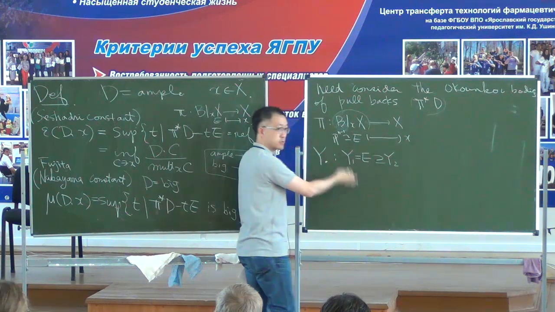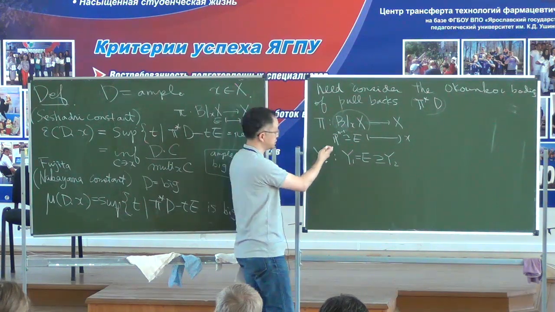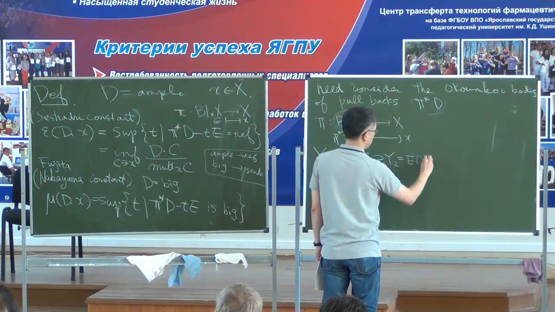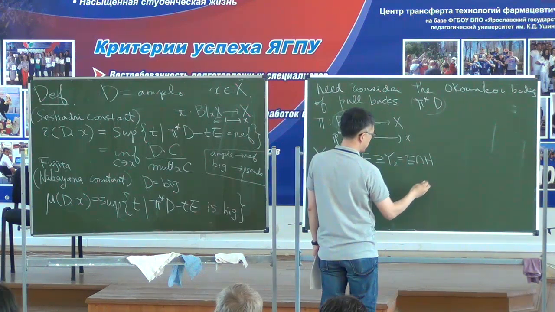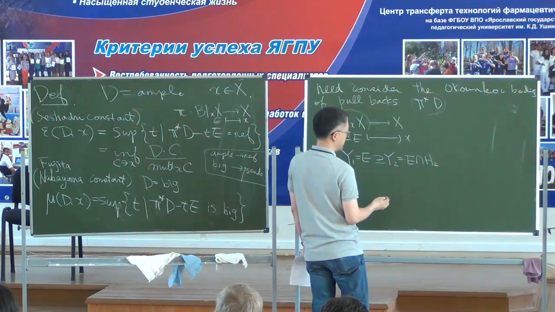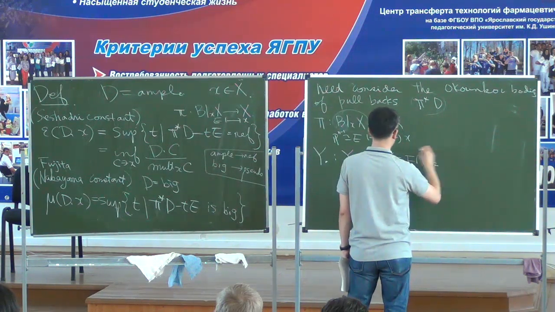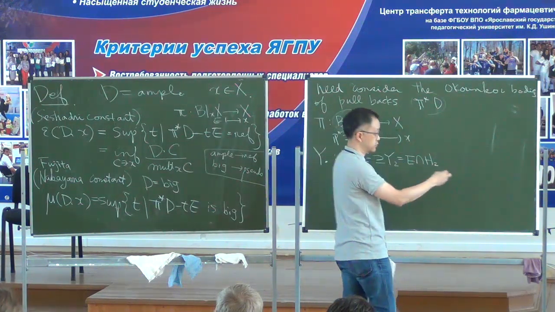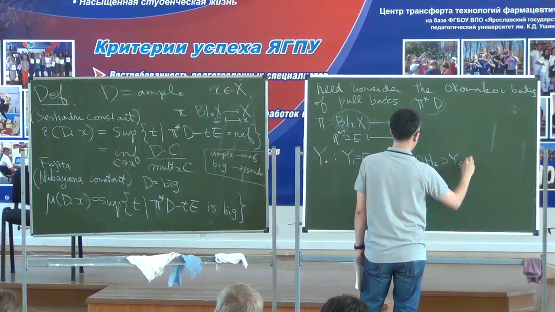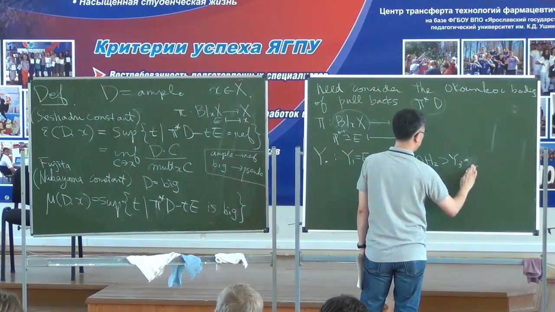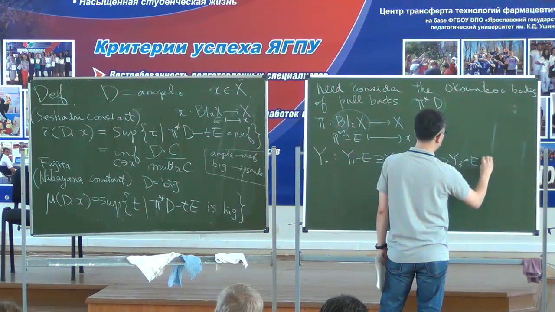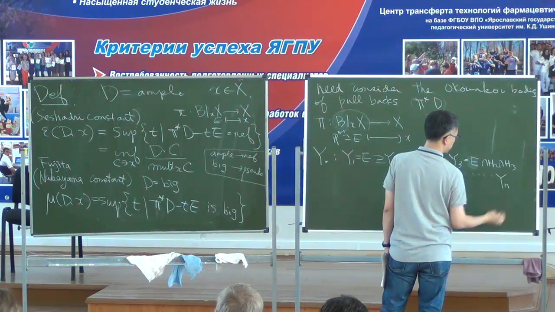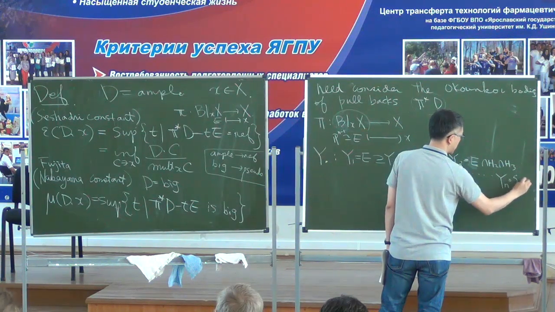For y2, you just cut it with the hyperplanes. So this is E, hyperplane, so let's put H2. So this is isomorphic to P^{n-1}, P^{n-2}, P^{n-3}, and so on. Y3: let's just put E intersection H2, H3, and so on. And again, the last one is a point.